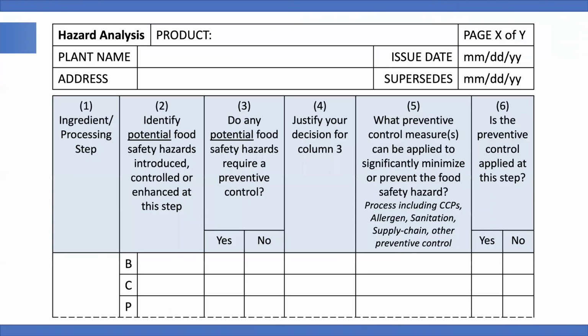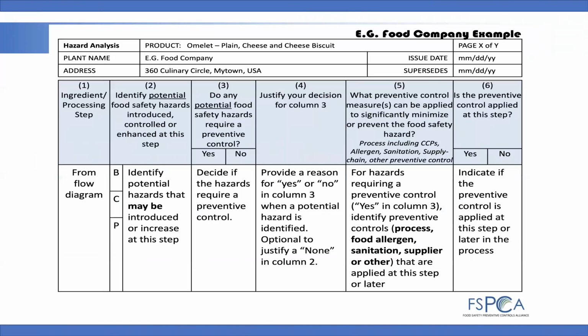This is a hazard analysis form. In this form, column 1 over here shows each process step from the flow diagram. And column 2 is potential hazard identification in all raw material, ingredient, process, and environment. B stands for biological, C is chemical, and P is physical hazard. Column 3 is a simple yes or no answer indicating whether the hazard requires a preventive control or not.